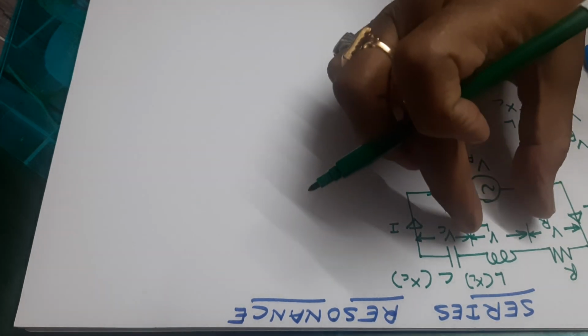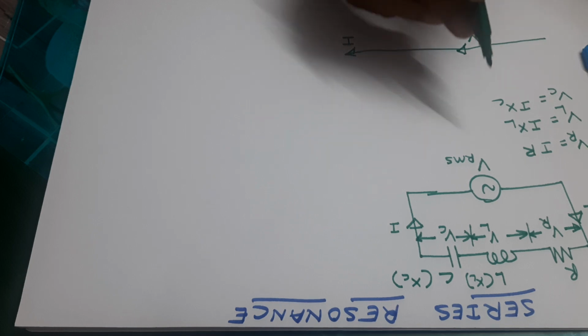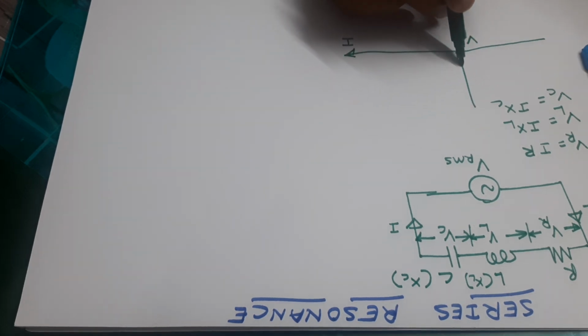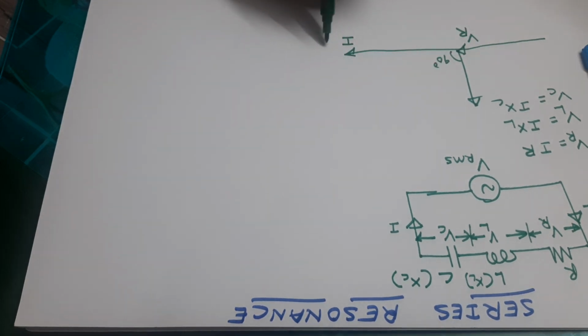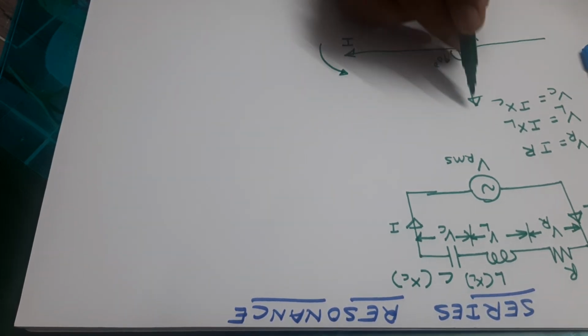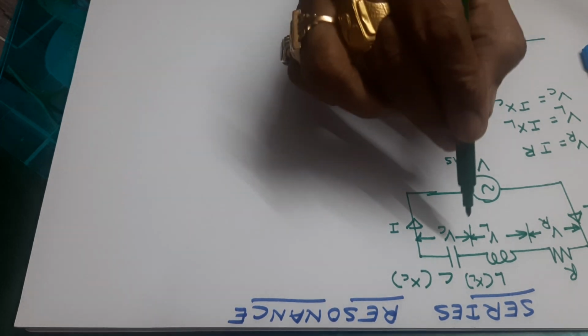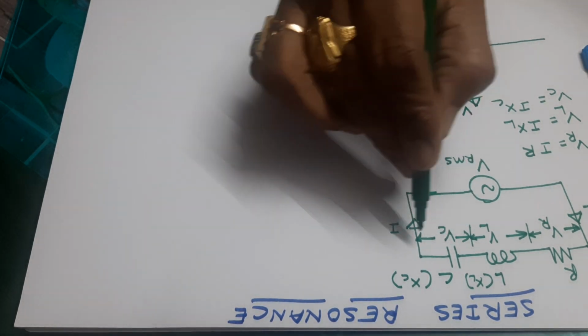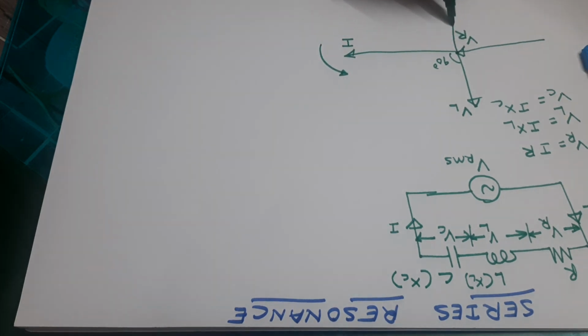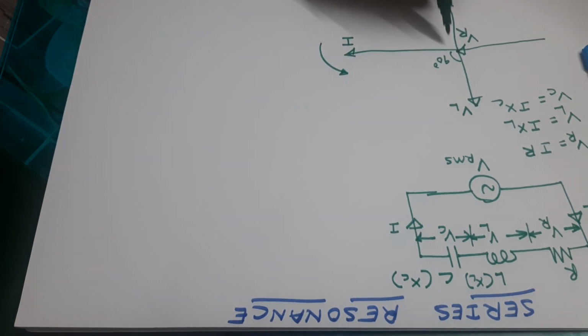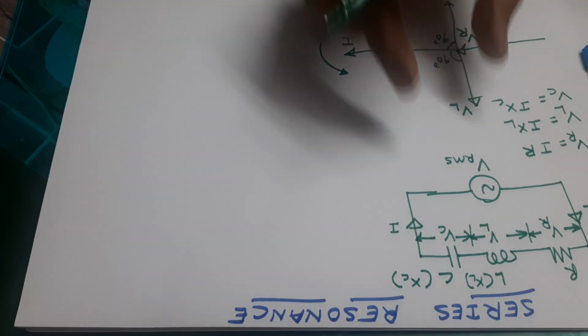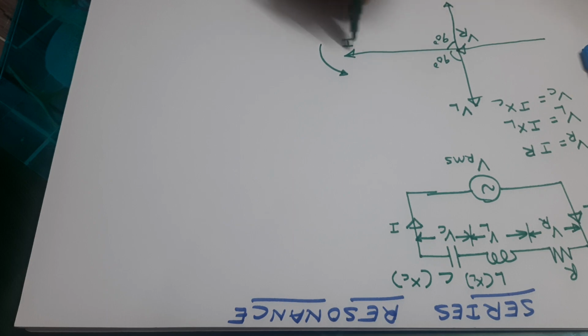Similarly, the voltage drop across inductance leads the current by 90 degrees. Rather, the current lags the voltage across inductance by 90 degrees. Similarly, the voltage drop across capacitance lags the current by 90 degrees. Rather, the current in pure capacitance is leading by 90 degrees. Either way we can say.